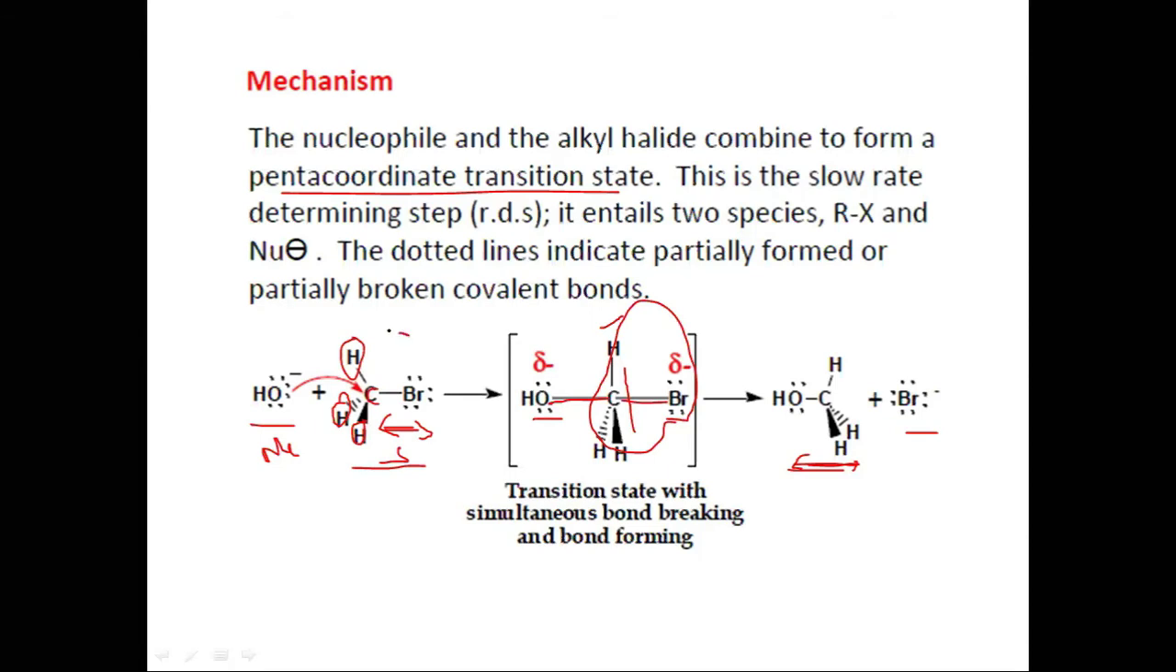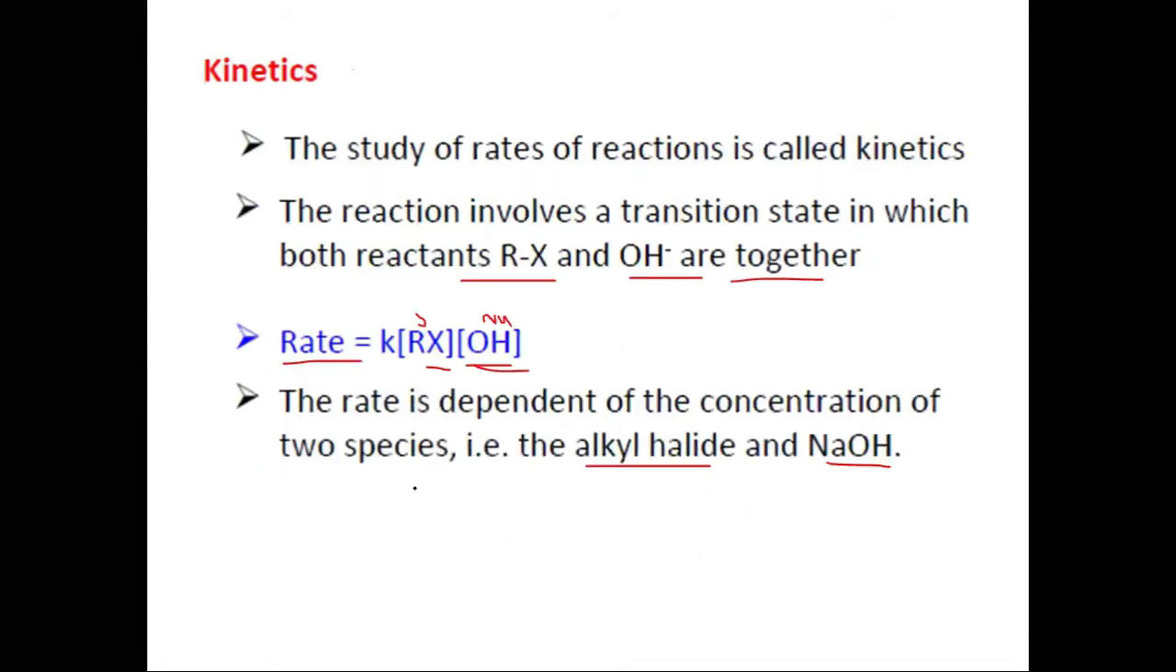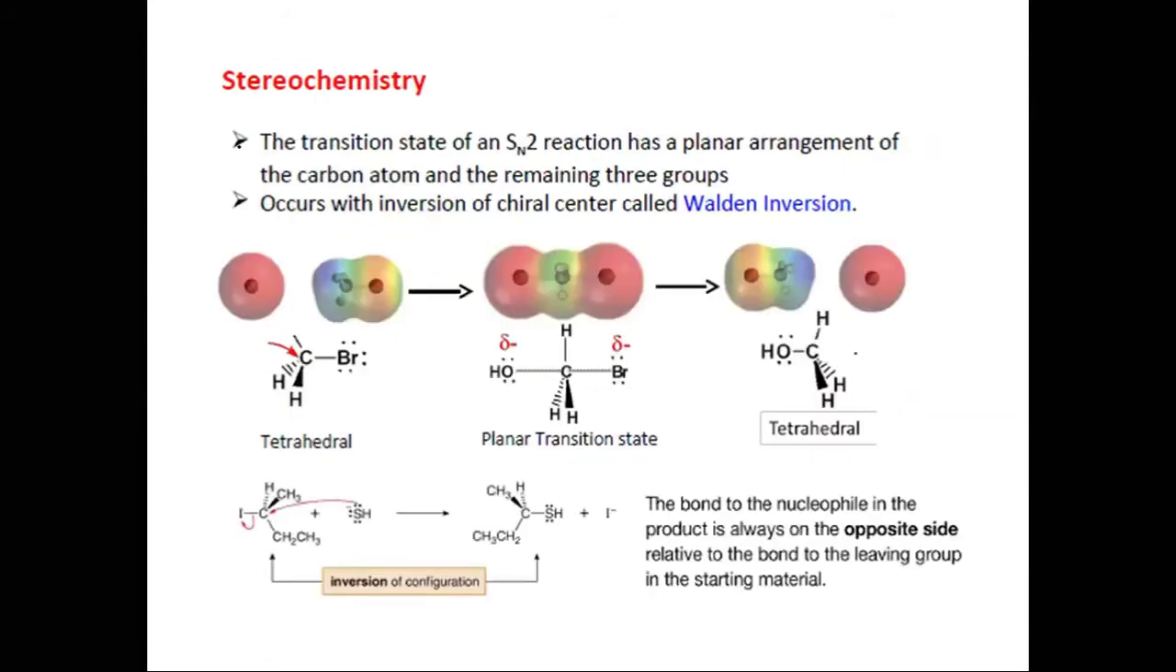What will happen if you have an optically active substrate, and you perform the nucleophilic attack on the carbon which carries the leaving group, and this has a chirality? So if the substrate has a chiral center and is optically active, then comes stereochemistry. In stereochemistry, the transition state of the SN2 reaction has a planar arrangement of the carbon atom and the remaining three groups.